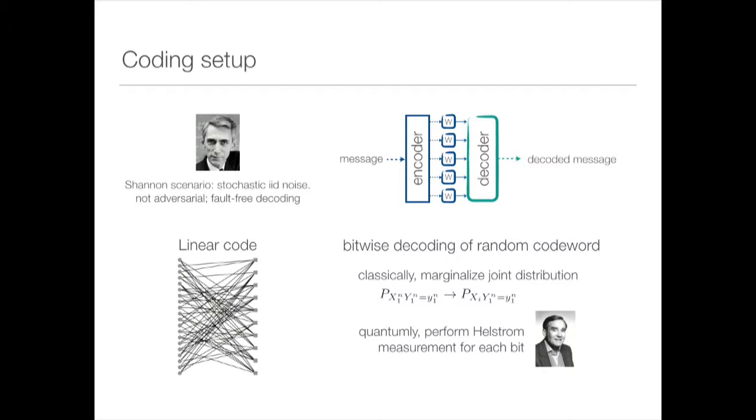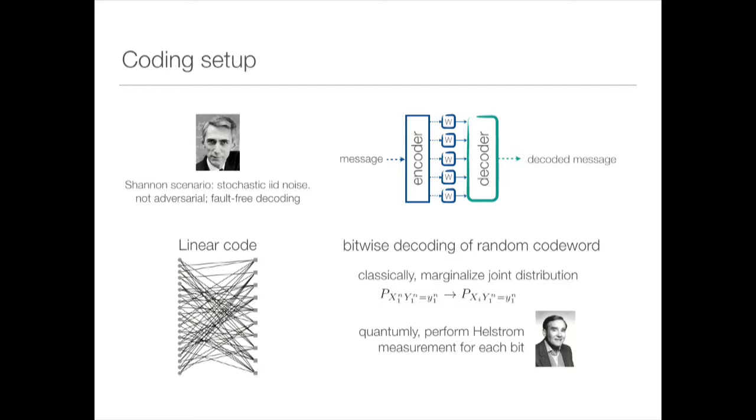Now, the quantum problem is different. It's not about marginalizing anything, because what's happening is, let's say we take the binary case, which we're going to do, there's two possible values, say, for the second bit in the code word right here.